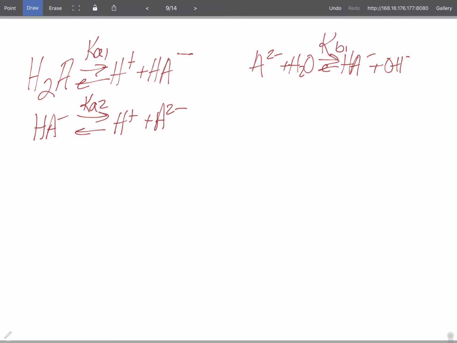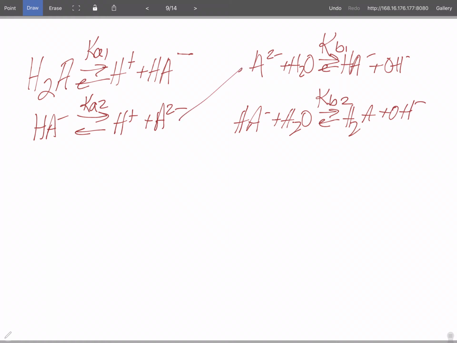Wait, why is it your Kb1? Because you're gaining your first proton. The Ka1, you're losing your first proton. So then we have HA minus plus H2O is going to produce H2A plus OH minus. Again, we know this is basic because we end up with a base. This is Kb2. Now, if you look at it, guess what? In order to cancel, these pair up and these pair up.